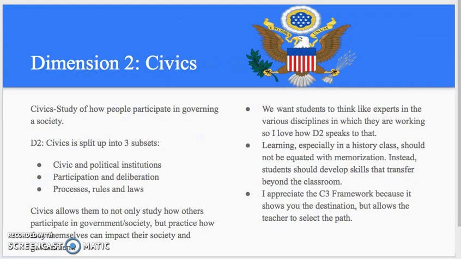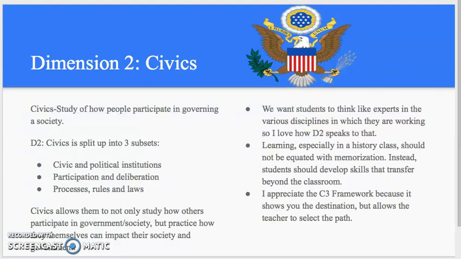So Dimension 2 is split up into 4 subsets. The first one is civics, and it is the study of how people participate in governing a society. And within that category, it's split up into 3 subsets: civic and political institutions, participation and deliberation, and processes, rules, and laws.